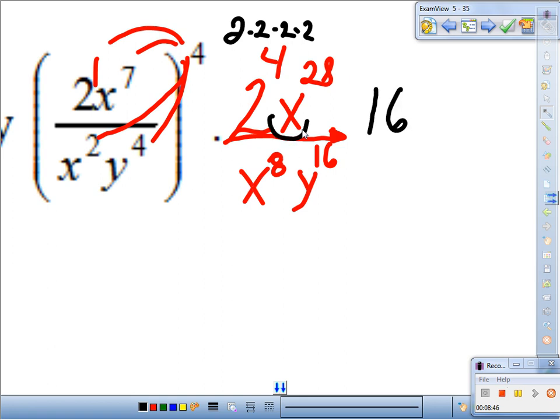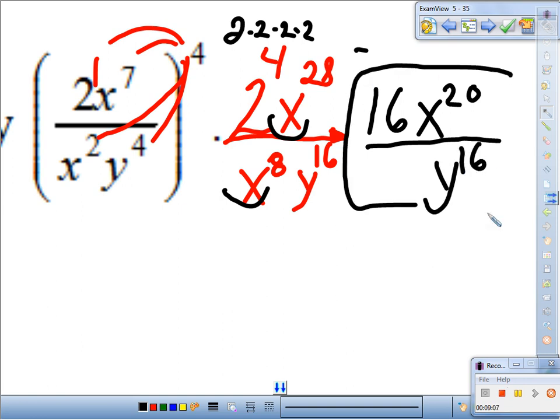From there, same bases. X and x are the same base. What happens to the exponents when we're dividing? You subtract. So what is 28 minus 8? X to the 20, which is the only one that we did not do anything after we distributed. The y stays in the denominator. Y to the 16. Tell your neighbor where the y stays. All right, let's go to number 6. Oh, by the way, hands up if you got that. Okay, good. Let's go to 6.